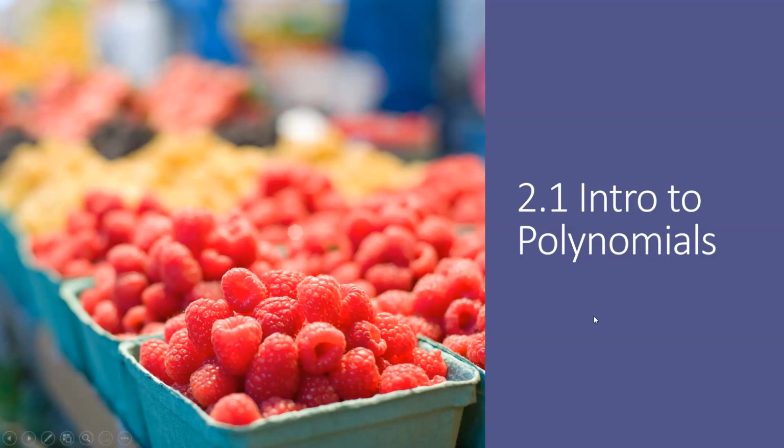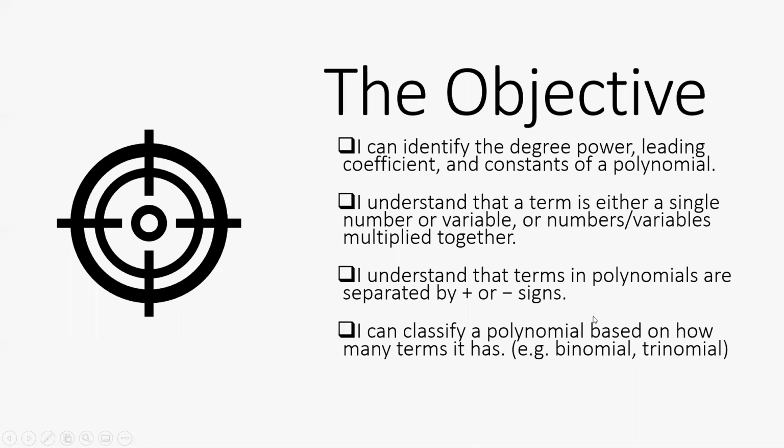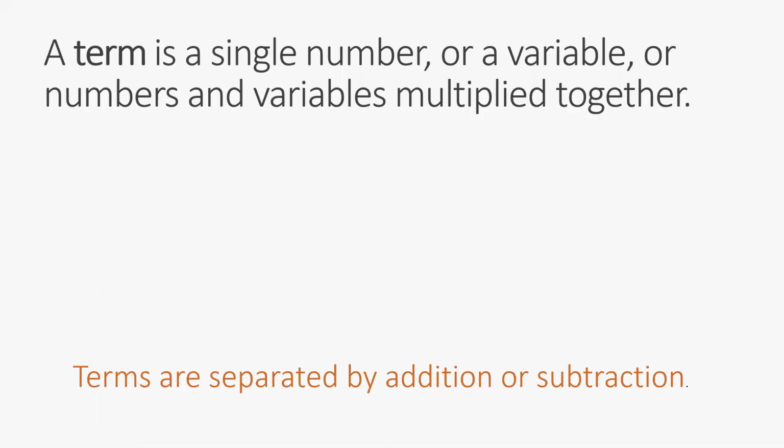So jumping right in, our objectives today are that you can find the degree, the leading coefficient, and the constant for a polynomial. You can understand what a term is, what a polynomial is, and you can name a polynomial based on its degree and how many terms it has.